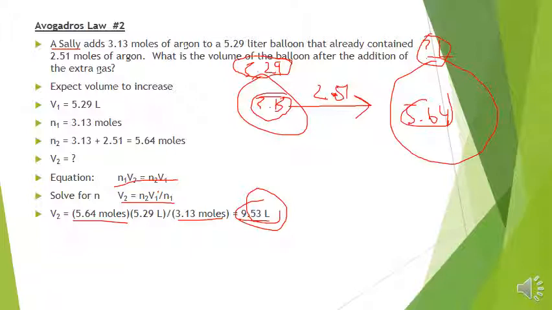You can see this number is bigger than the 5.29. Why is that? Because you added 2.51. Does that make sense? Well, you're almost doubling the number of particles, so you expect it to go up to about 10, and that's what you expect.